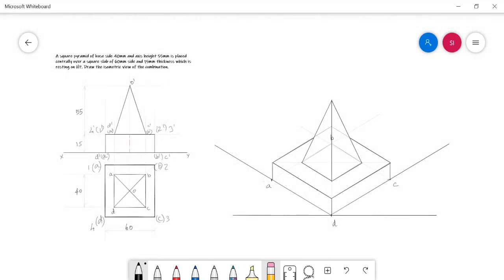In this way, I can draw the isometric view of this solid combination. You can try the same with the proper tools in your hands, on paper.